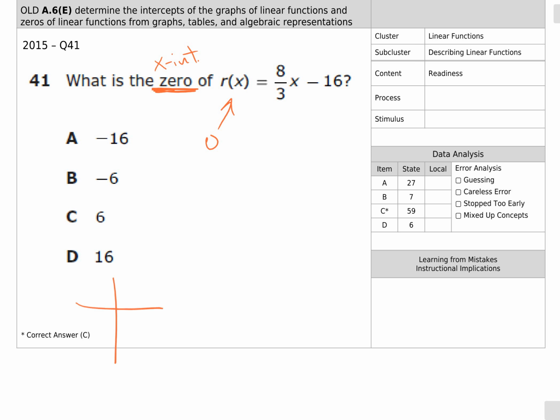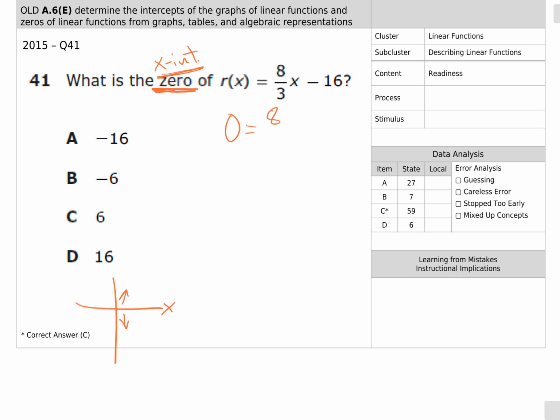We want to stay on, because it's our x-intercept, we want to stay on the x-axis. That means we don't want to go up and we don't want to go down. So our y value can't be positive, can't be negative, it has to be 0. That's why we plug in a 0 for the y value. So let's go ahead and do that.